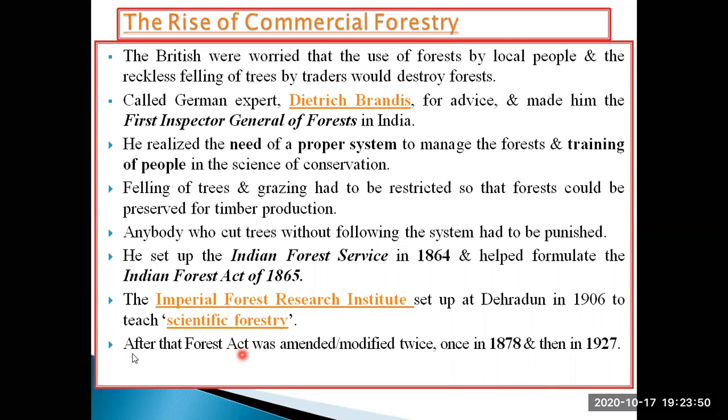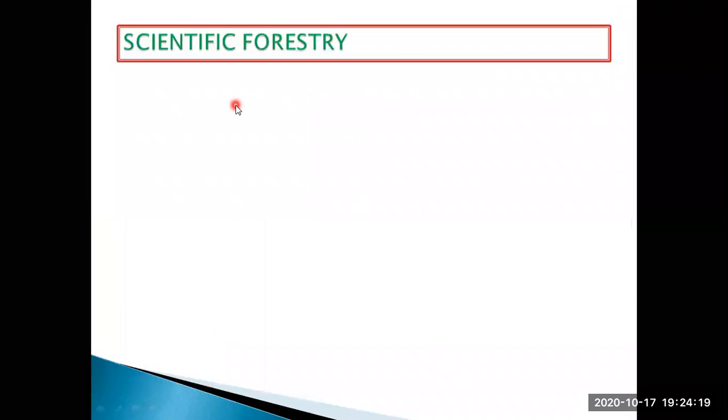After that, the Forest Act was amended, or you can say modified, twice: in the year 1878 and then in the year 1927. So in the year 1865, the Indian Forest Act was made, and in the year 1878 there were some changes, and again in the year 1927 there were some changes in that act. So we will look at the changes as well. First, let us see what is scientific forestry. That is our next topic.